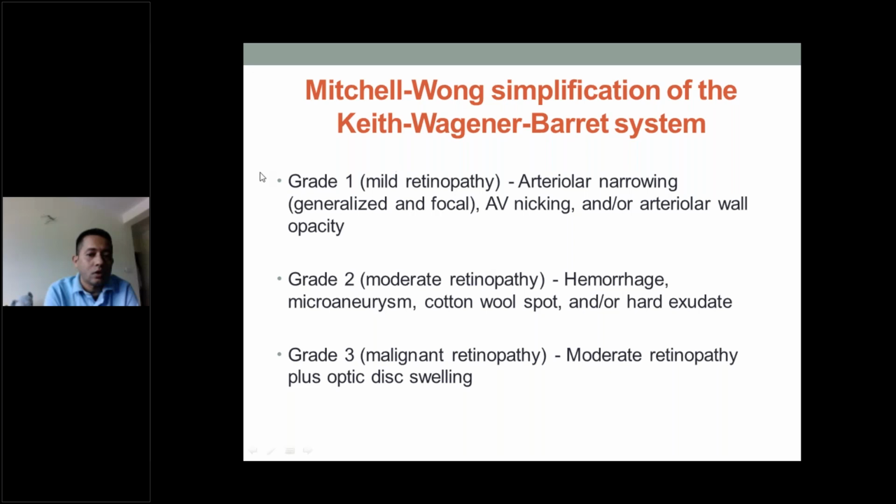So instead of grading grade 1 and grade 2 separately, they have put them into one single grade. Grade 1 is mild retinopathy, which consists of arterial narrowing, AV nicking, and all these AV changes. Grade 2 is moderate retinopathy, where you see hemorrhages, microaneurysms, cotton wool spots, or hard exudates. And grade 3 is malignant hypertensive retinopathy, where you have moderate retinopathy with optic disc edema. So they have simplified it, merging grades 1 and 2 into mild retinopathy; 2 is when you have hemorrhage, and 3 is when you have optic disc edema. This is a much easier classification, but usually we follow the Keith-Wagner classification.